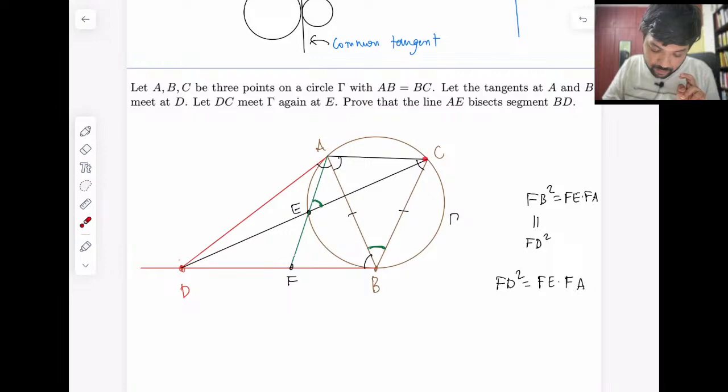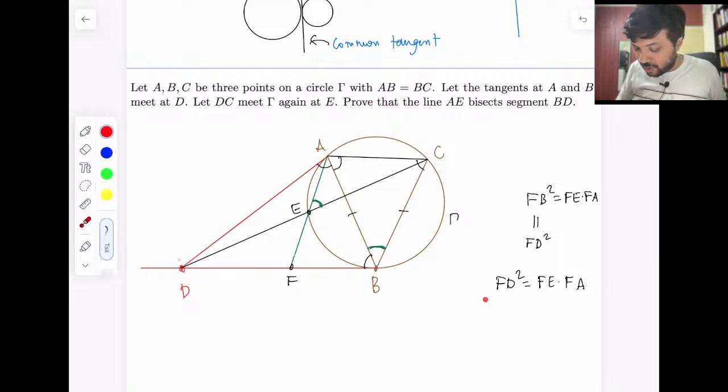Alternate segment on point A tells you that these two angles are equal, which we already know, right? Angle subtended here is equal to the angle here. Yeah, not true. Okay, so I think I know how to go about it.